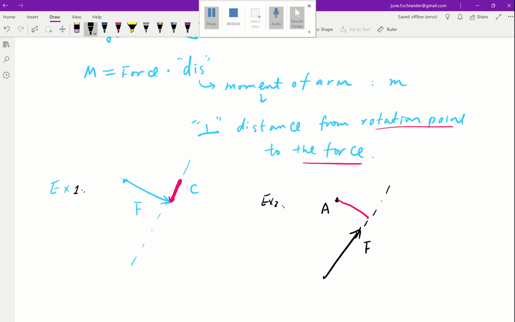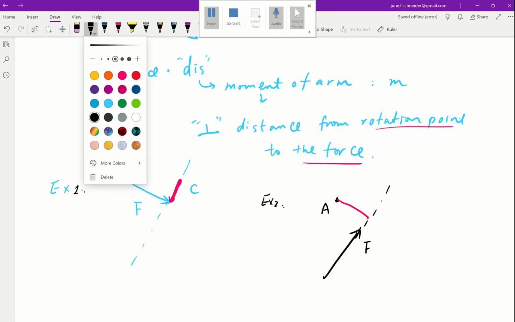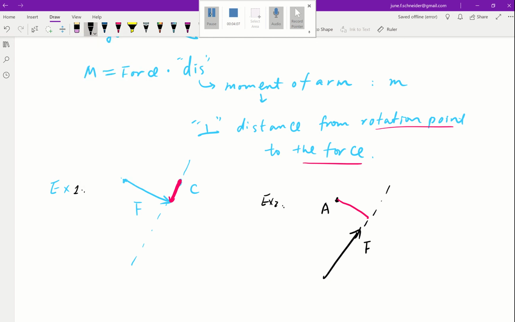Imagine this force is not rotating about A, it's rotating about B right here. Take a moment to think about how you would draw the moment arm. Okay, hopefully you already have an idea. It's from the rotational point to the force and it has to be perpendicular. So that will be our moment arm, D1 and D2 respectively. Now let's think about another situation. If we are rotating about C, what would be the moment arm?